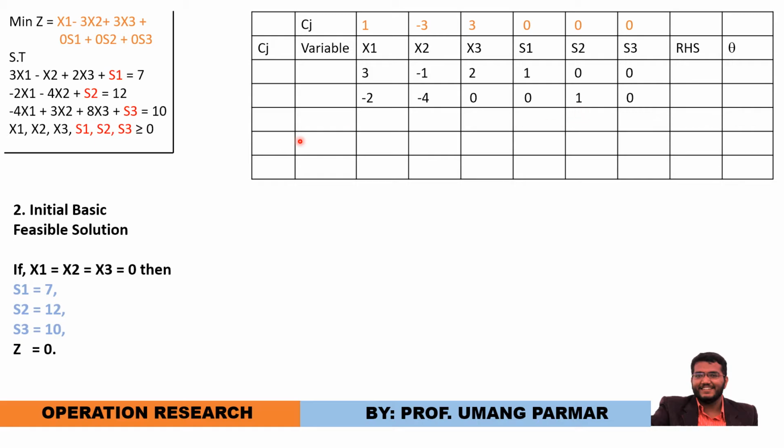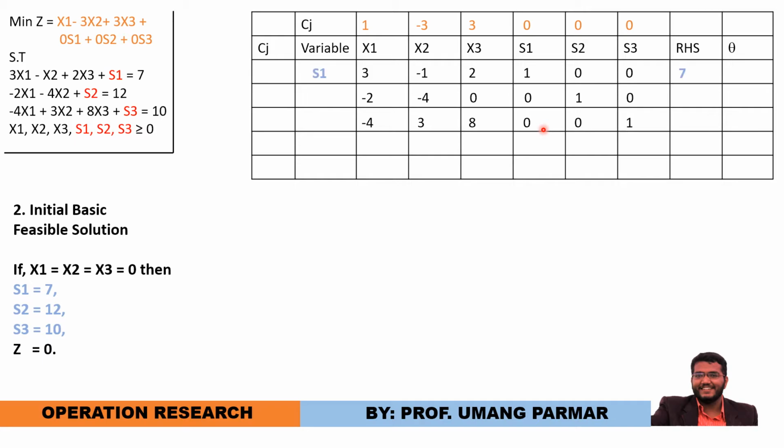Same way for the third constraint, we are writing the coefficients as minus 4, 3, 8, 0, 0 and 1. s1 and s2 are not there, so we are writing 0 and 0 here. So this is how we are converting our objective function and constraints into the tabular form.